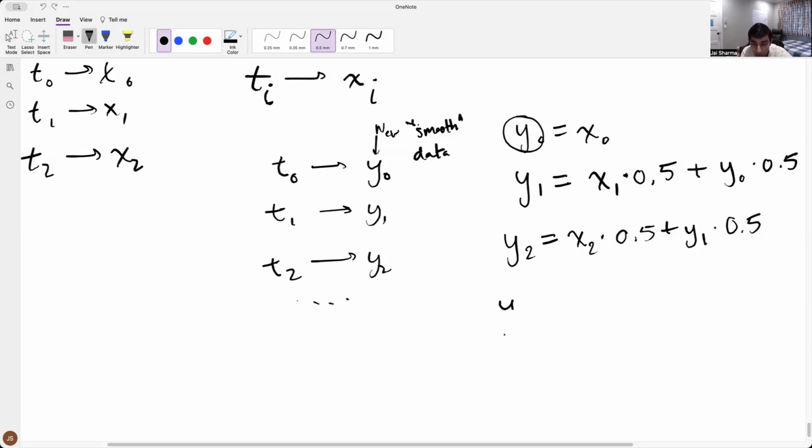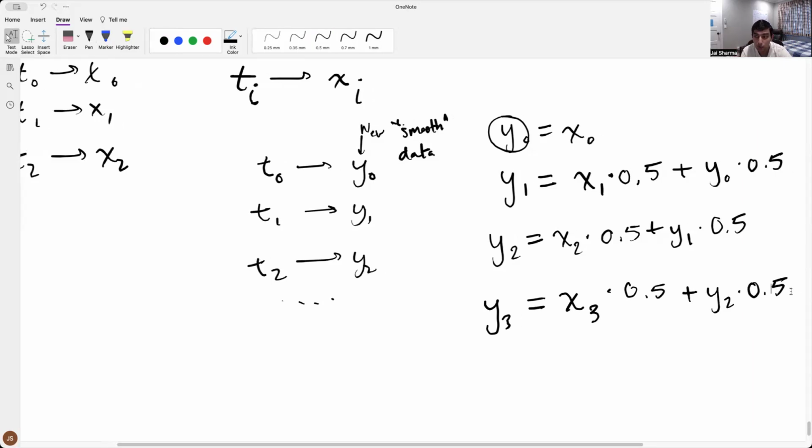And then y3 would be equal to whatever the new value of x is that we're getting in, which is x3. And we're taking half of that signal, and then plus y2 times 0.5. So half of the old signal.